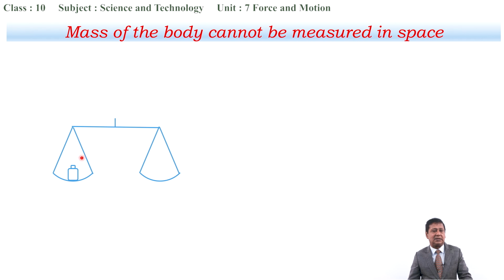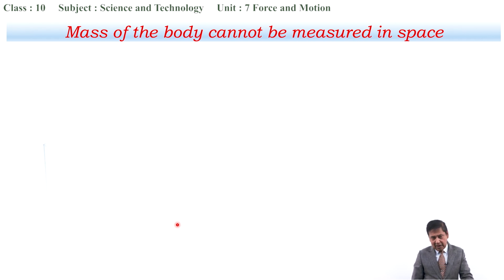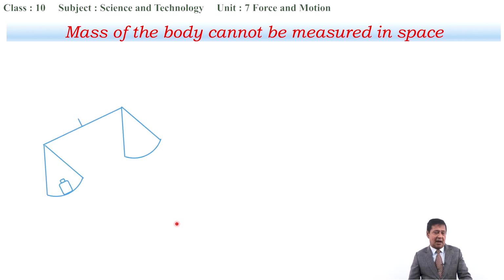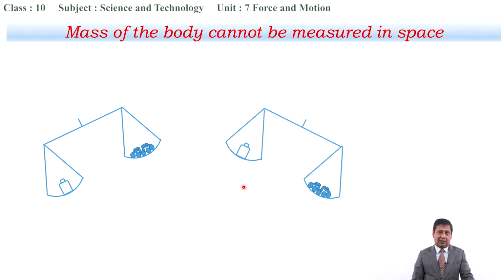When the standard mass is taken in one of the pans, then this pan goes down like this. And if you take the material which you want to measure in another pan, then what happens? This pan goes down again. Now, it happens many times. If you try to measure, then when you touch this standard mass, this side of the beam goes down. When you touch this material, then this pan will go down. This way, mass cannot be measured.